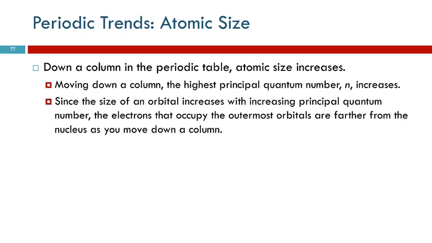Going down a column in the periodic table, this one makes sense. Moving down, the highest principal quantum number is increasing. So lithium has valence electrons in the second level, sodium has them in the third level, potassium has them in the fourth level. As the principal quantum number increases, the size of the orbitals gets larger. And so as you go down any column, the atoms get larger. So that one makes sense, but going across is opposite what you might think.